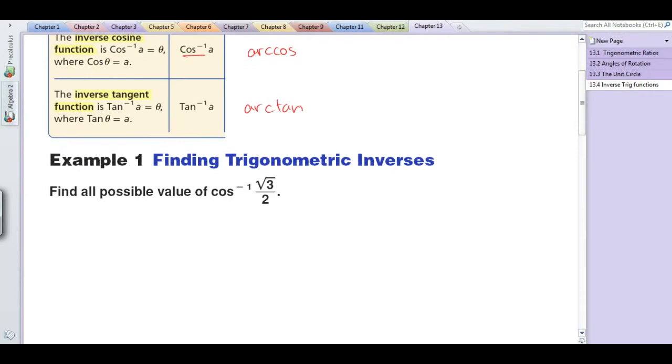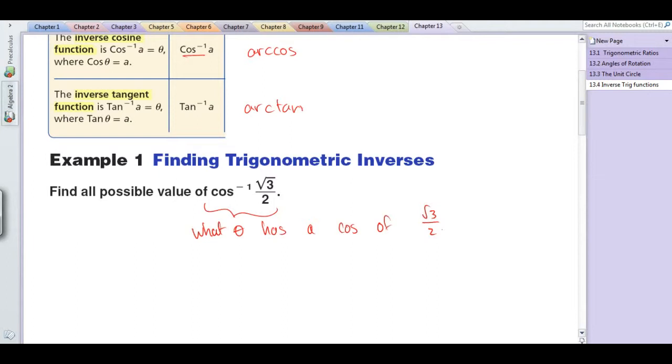So look at number 1. Find all the possible values of arc cosine of root 3 over 2. So in other words, the way you read this really is what angle has a cosine of root 3 over 2. So guess what? Grab your hand.